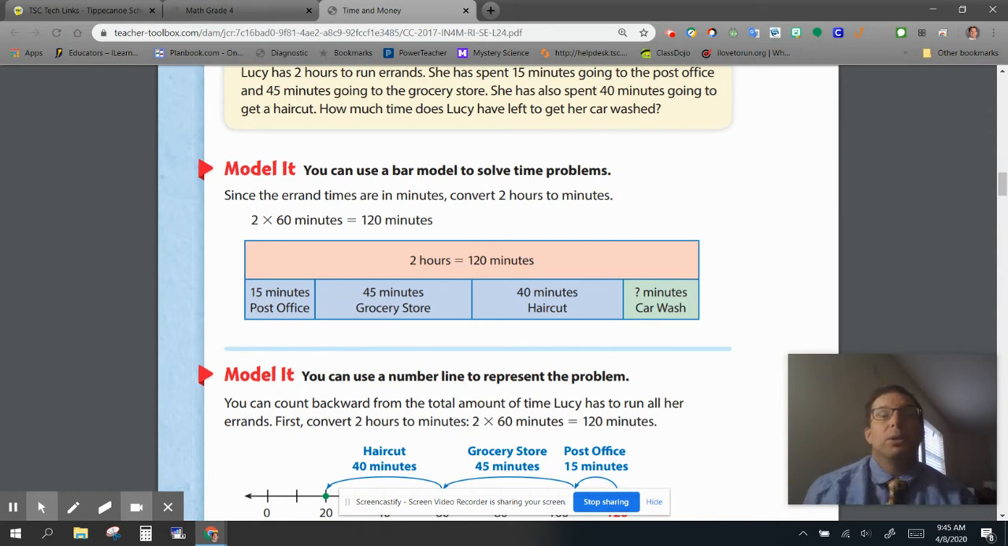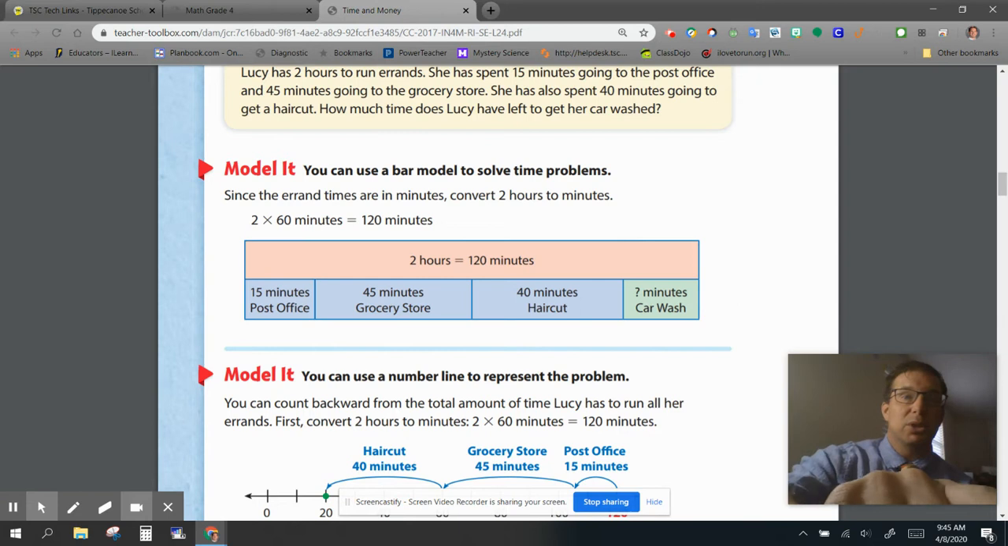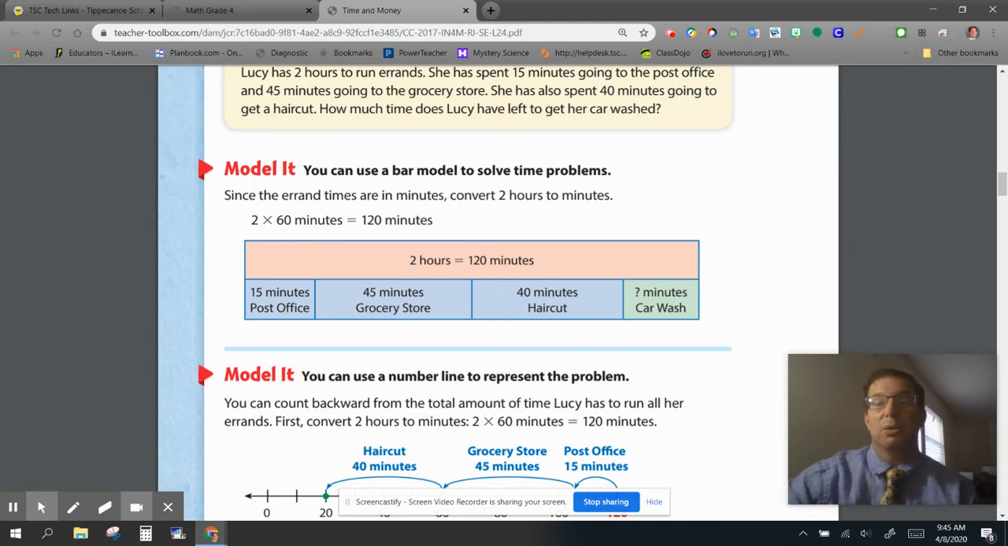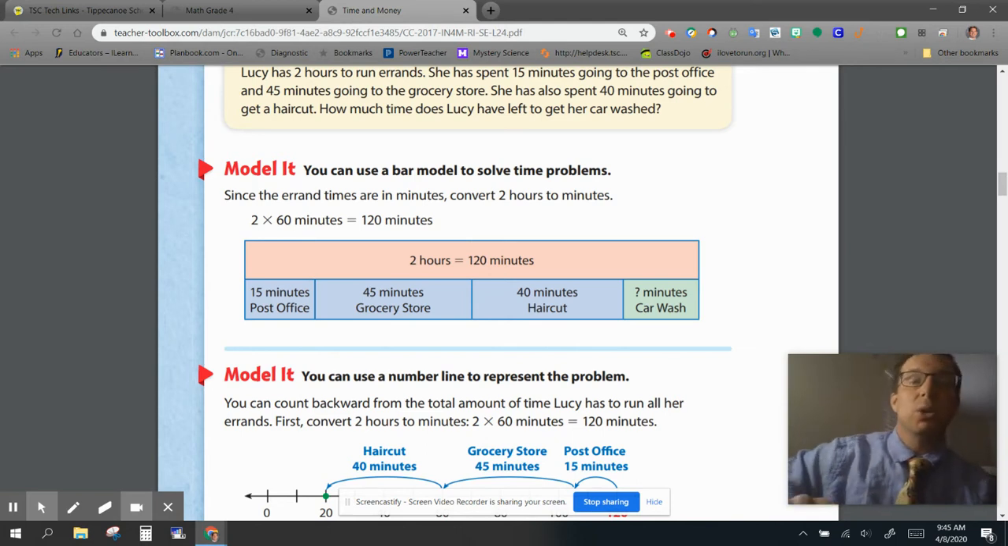Okay, we have Lucy. She has a total of 2 hours to do her errands. She has to go to the post office, the grocery store, and get a haircut. They want to know how much time she has left to get her car washed. So we need to convert all the units to minutes. Since it starts out with 2 hours, we have to convert 2 hours to minutes. There are 60 minutes in 1 hour. So you multiply 2 times 60, and you notice there are 120 minutes total.